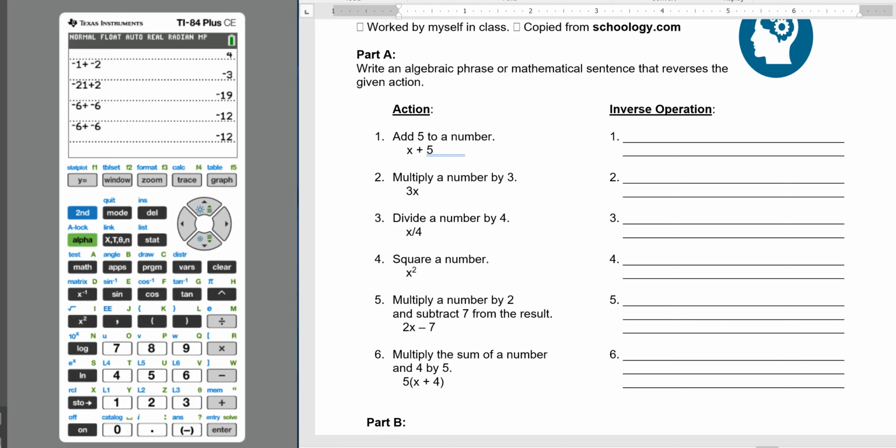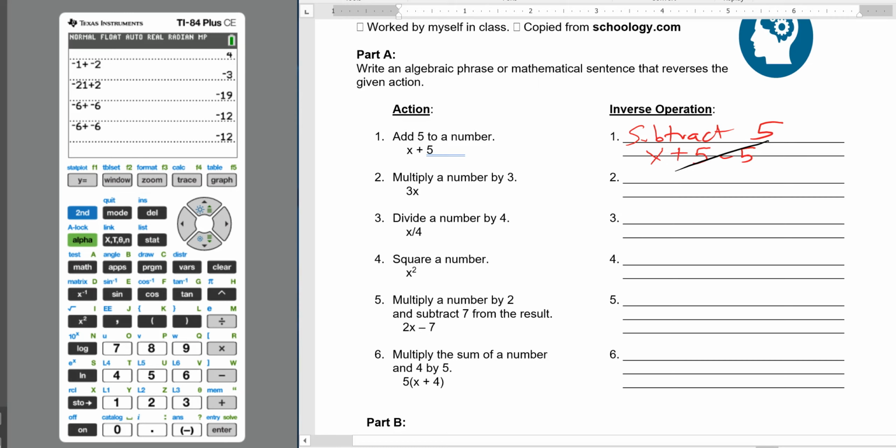Part A, write an algebraic phrase or mathematical sentence that reverses the given action. Okay, add 5 to a number, we're going to do the inverse operation and subtract 5. So if we had x plus 5, what we're going to do is subtract 5, and of course the goal is that then these cancel.